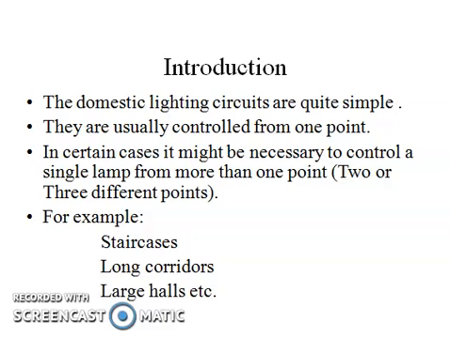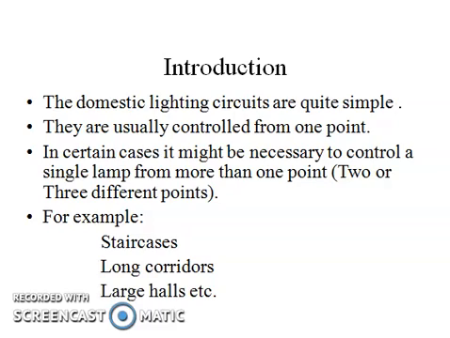Usually in homes, domestic lighting circuits are very simple because in our house we have only one or two bedrooms maximum, one hall, a kitchen, like that. So one switch per room is more than enough. But especially in bedrooms, near the bed we need one more switch to turn off the light whenever we are going to sleep. In that condition, the two-way control of a lamp is necessary.